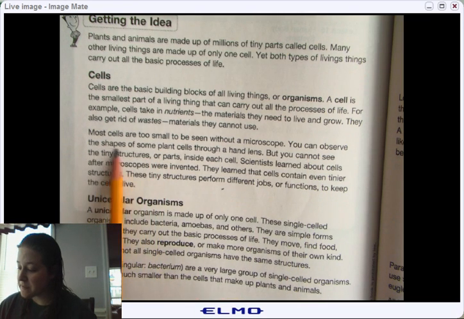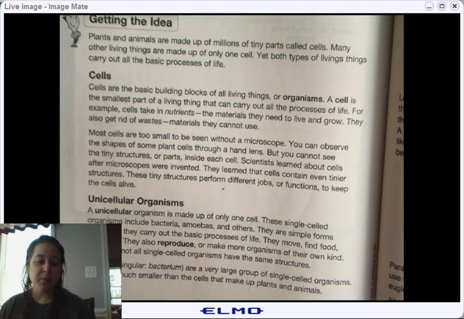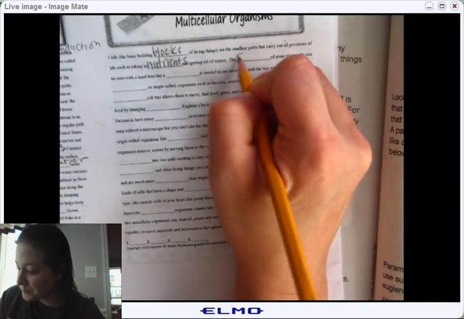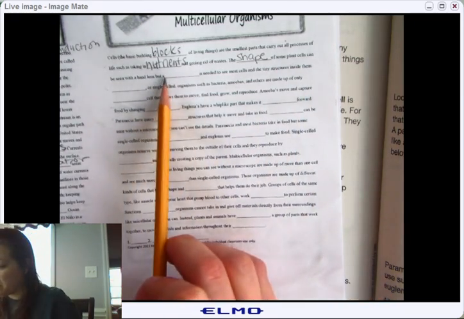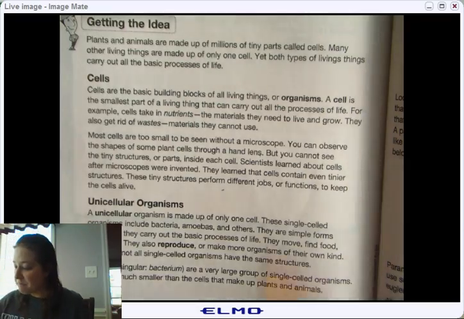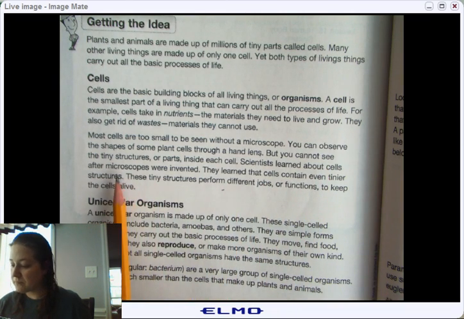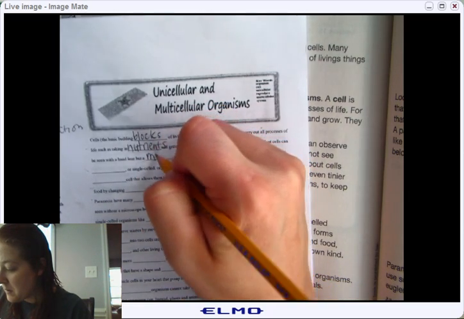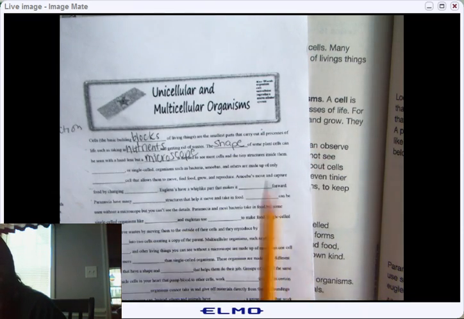You can observe the shapes of some plant cells through a hand's lens. So what can we observe? We can observe the shape. So on our packet here, this is shape. The shape of some plant cells can be seen with a hand's lens, but a blank is needed for most cells. What do you need? A microscope. A microscope is needed for most cells and the tiny structures inside them.